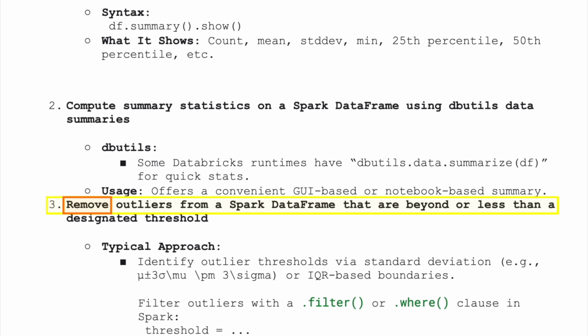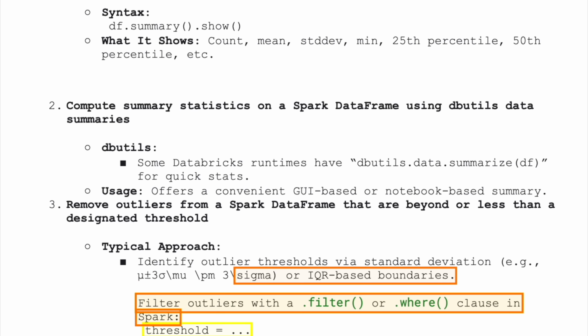3. Remove outliers from a Spark data frame that are beyond or less than a designated threshold. Typical approach: identify outlier thresholds via standard deviation, for example, mu plus or minus 3 sigma, or IQR-based boundaries. Filter outliers with a filter or where clause in Spark. Threshold equals, df_filtered equals df.filter(feature less than threshold).